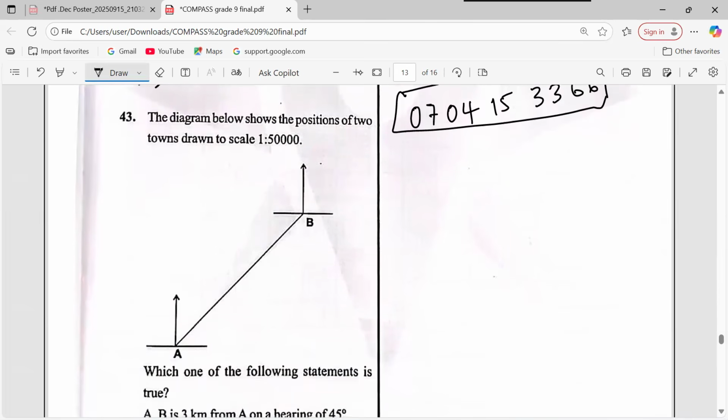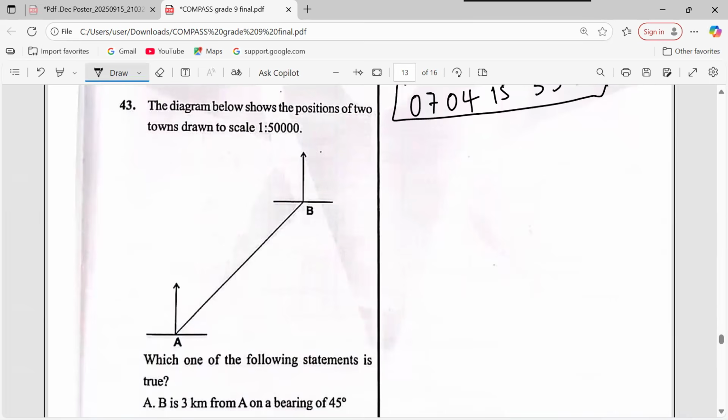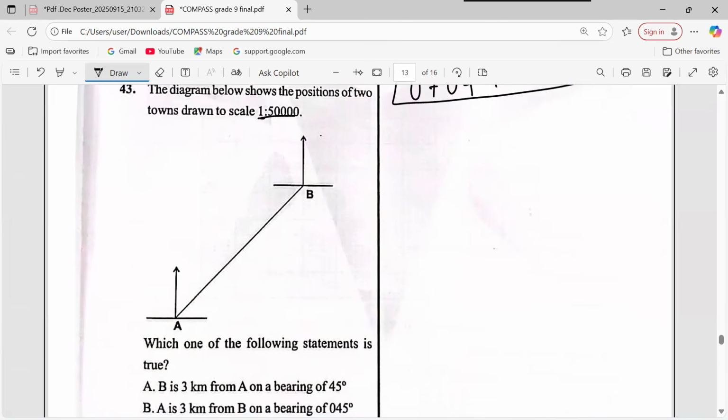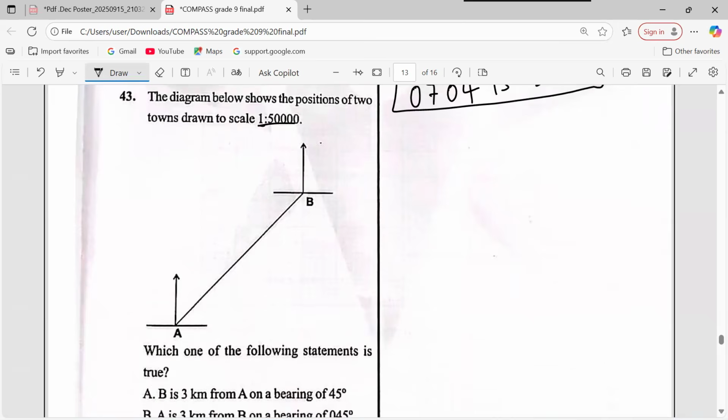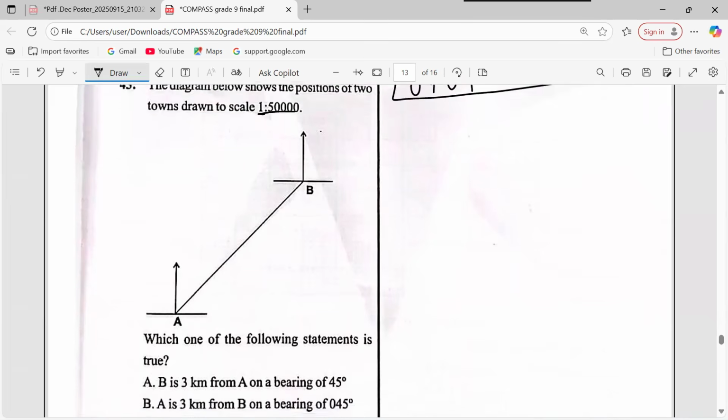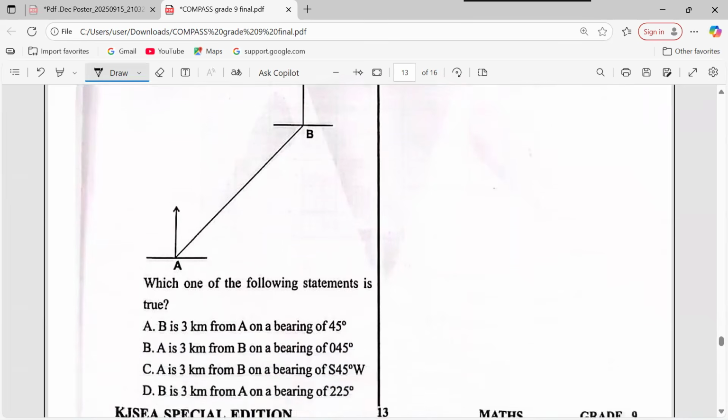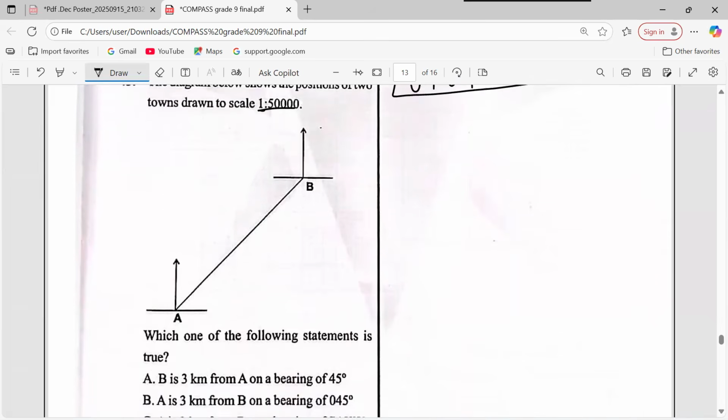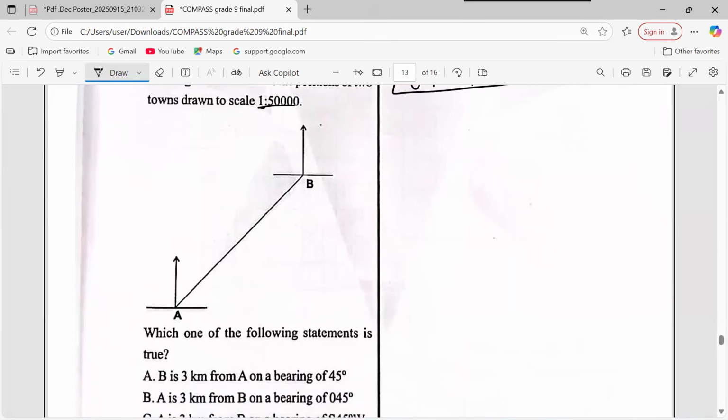Looking at 43 now, the diagram below shows the positions of 2 towns drawn to scale 1 is to 50,000. Again, we are in a business of measuring scale, using scale to identify distances. Which of the following statements is true? True statements are very many.